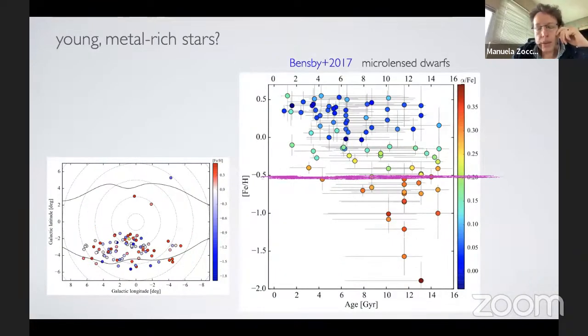Another work that is relevant on this topic is the work by the group led by Thomas Bensby and collaborators. They took spectra for main sequence stars in the bulge, actually turn-off stars, that would normally be too faint to be observed at high spectral resolution, but they were observed during a microlensing event. So when they were significantly amplified by the microlensing, they could be observed at very high spectral resolution. And these authors determined gravity and temperature from the spectra, and from that they derived ages and, of course, metallicities.